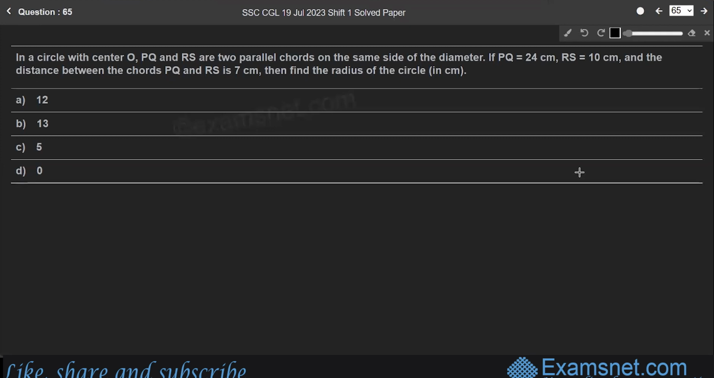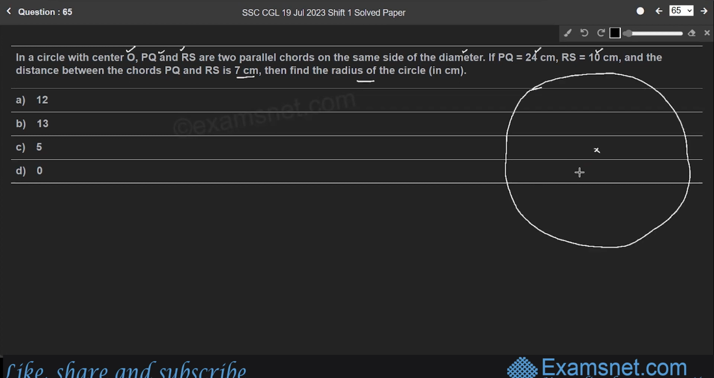Question 65. In a circle with center O, PQ and RS are two parallel chords on the same side of the diameter. If PQ is 24 centimeter, RS is 10 centimeter, and the distance between the chords PQ and RS is 7 centimeter, then find the radius of the circle. So let us consider a circle with center O. Here, PQ and RS are two parallel chords, right?